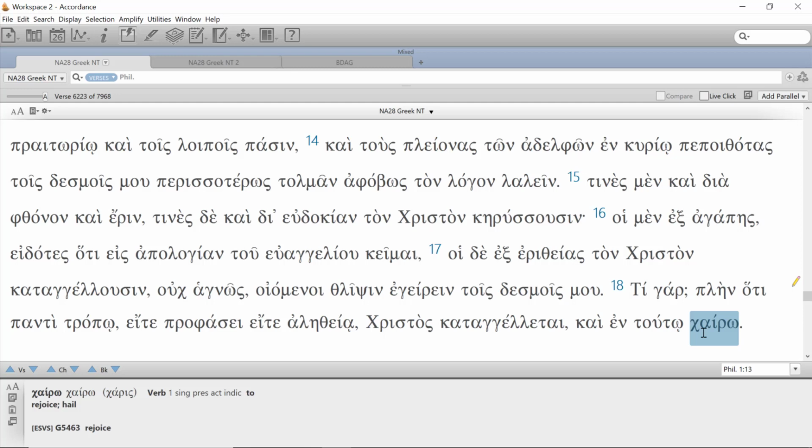But God can use the preaching of the gospel even when it's not done with the right spirit. We don't rejoice in those situations as such, but we do rejoice in the fact that God can use them to further the gospel.